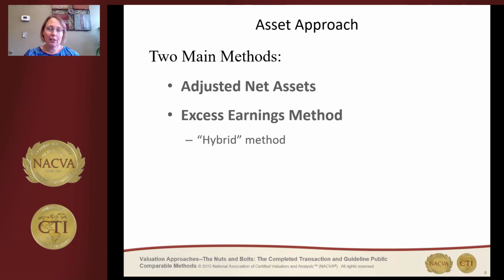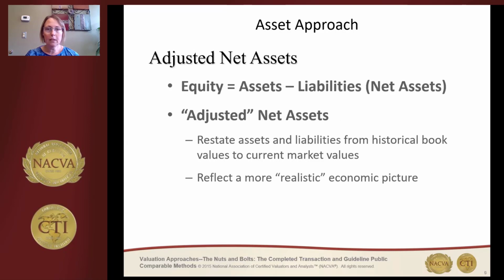I would say we talked a little already about adjusted net assets, and that's a very common one when you're using an asset approach. So what are adjusted net assets? Our first bullet here, you can see, equity equals assets minus liabilities. So what is that? That's our basic accounting equation, assets equal liabilities plus equity. It's just formulated a little differently here. And what does that give us? That gives us the equity in the company. So if we take all the assets in the company minus all the liabilities, that's the equity.